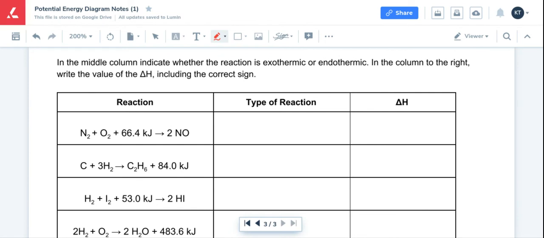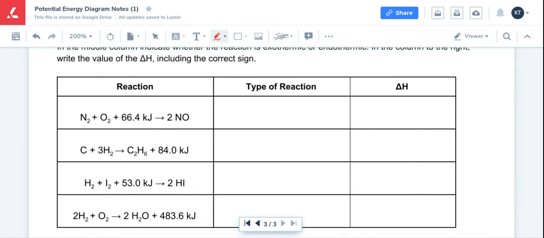So if we take a look here, I've given you 4 different reactions, and I want you to first identify the type of reaction as endo or exo, and then identify the delta H. So for example, this first one, I see the energy value as a reactant, therefore it is endothermic, and the delta H is given to me in the reaction itself, and because it's endothermic, I'm going to call it positive 66.4 kilojoules. So what I'd like you to do is pause the video and try the next 3 problems and then come back and check your answer.